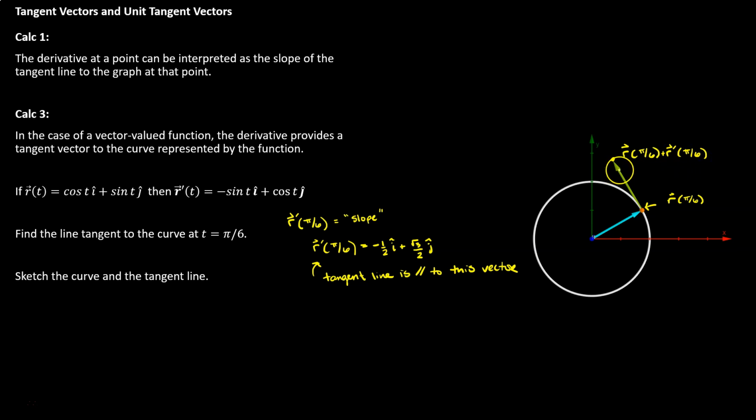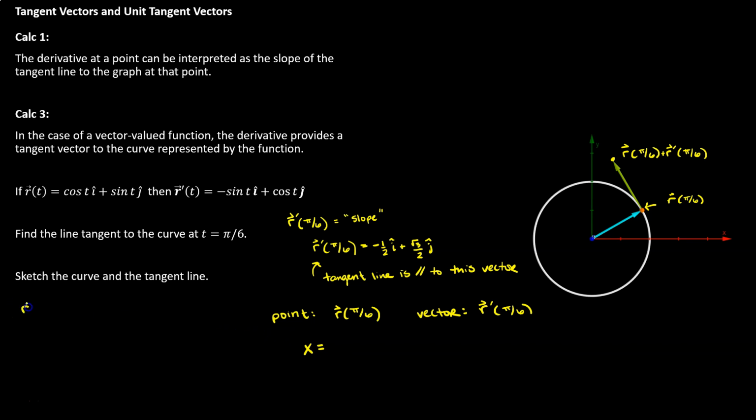To find the tangent line, we need two things. We need a point on the line, and we need a vector that's parallel to that line. So to generate that line, we're going to use the point that comes from r with pi over 6 plugged into it. And then the vector is going to be that tangent vector. We'll use our parametric equations. So we would have x equals, well, the x value from r with pi over 6 plugged into it, we still have to find that.